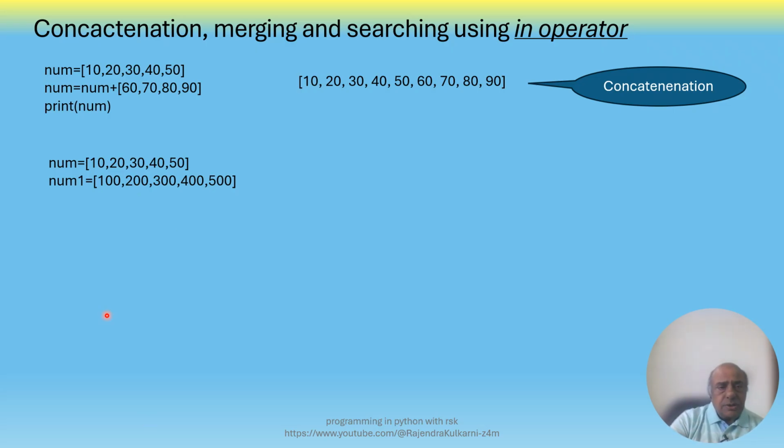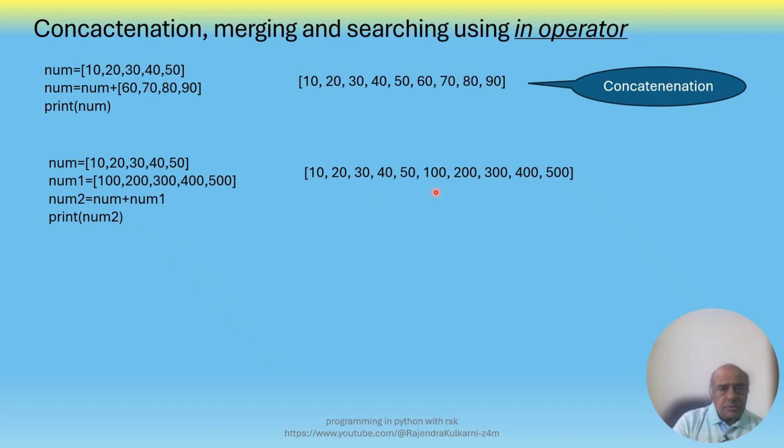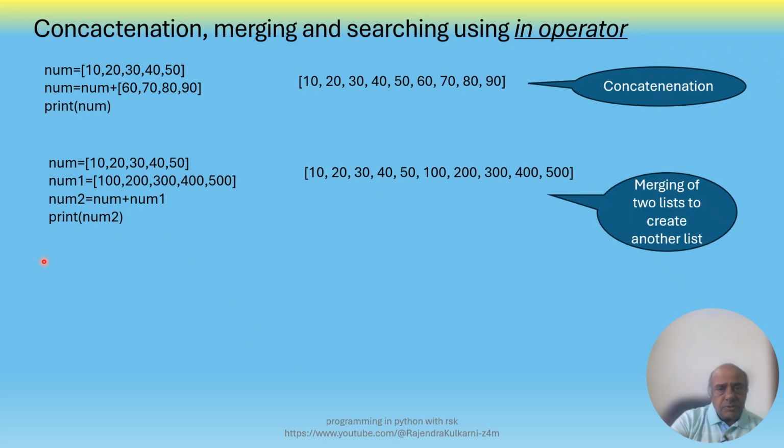Then there are two lists again, num and num1 with these values. We create a third list num2 and concatenate num and num1, and then print num2. So what we get is a new list where the values of the two lists are merged and a new list is available. It is called merging.